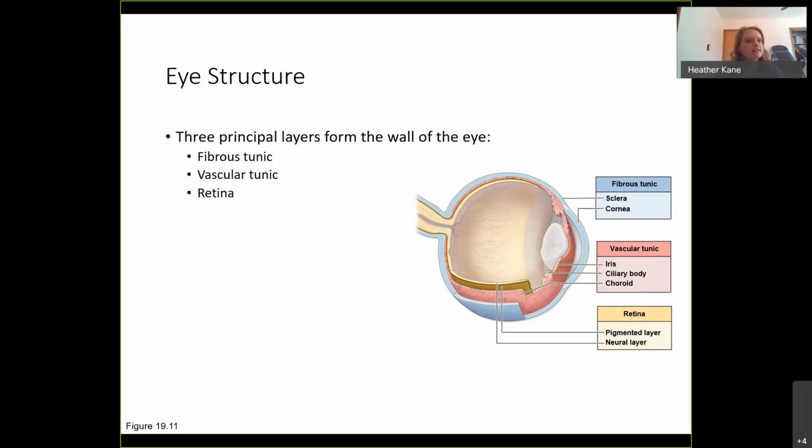The last layer of the eye structure, this is the most internal layer. This is going to be your retina. And your retina is going to be made up of these 2 different layers. We have the pigmented layer and the neural layer. So let's go into a little bit more detail about these different layers, about these different tunics. That's what the word tunic means, by the way. Tunic means layers.